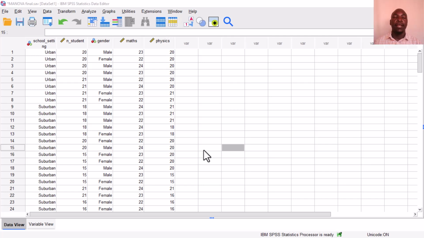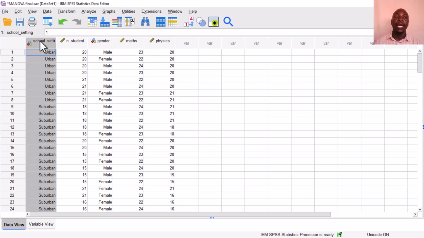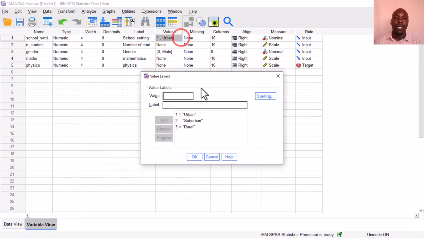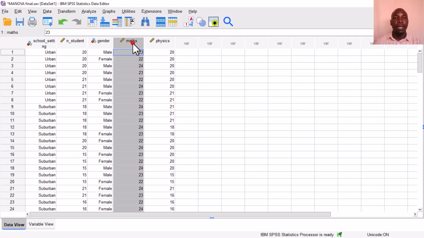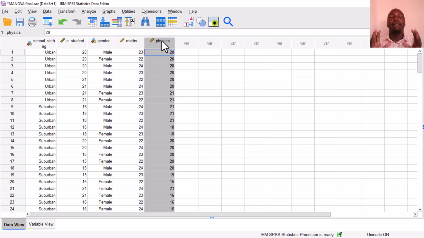Here is our data set, and we are going to focus on three variables. We have school setting, which is the independent categorical variable with three levels. We have urban, suburban, and rural as type of school setting. Then we also have the two variables, math and physics, which would represent the performance of these students. Now, performance this time round is not one single variable, but there are two variables. We have scores for math and physics. Then the question we are asking ourselves: does the setting of the school influence performance? So this is where we shall use MANOVA to answer this question.